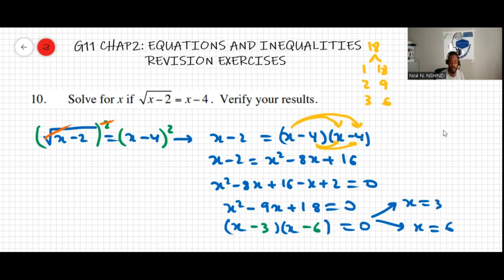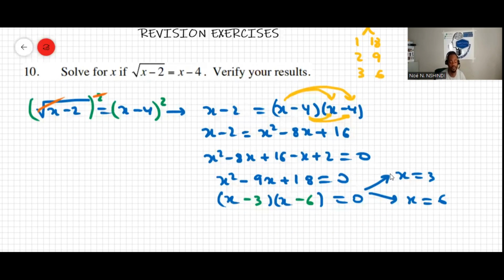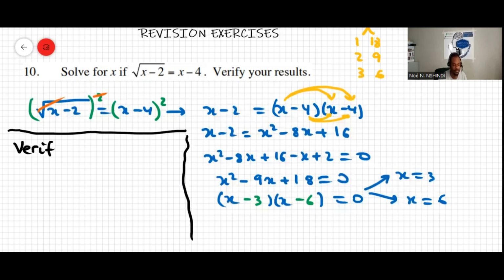Now, we cannot just stop here. We always have to look for the valid answer. So we're going to sub 3 there to verify. If x is 3, for instance, it's going to be the square root of 3 minus 2, which is just 1, and then this is -1. So clearly this is not valid. Okay, not applicable.